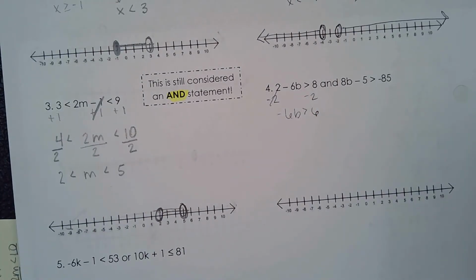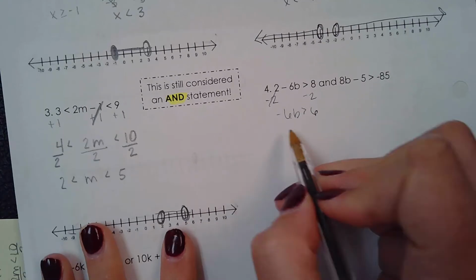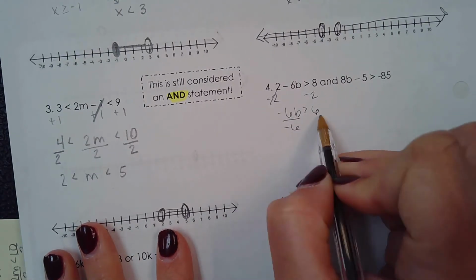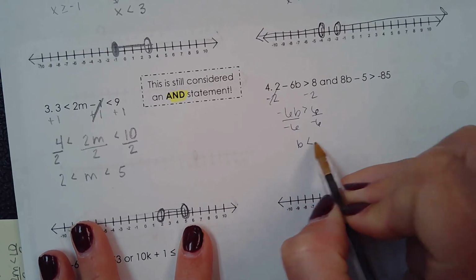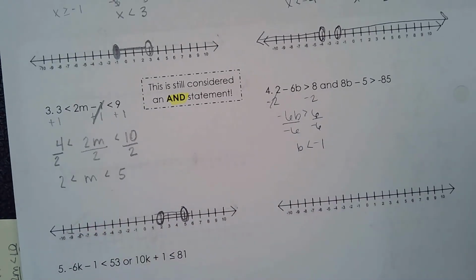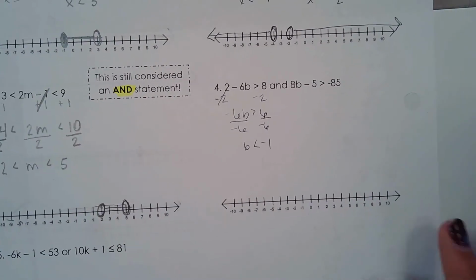Macy, what do you think now? What do you think we should do now? Divide by what? Negative 6. So when you divide by a negative, what happens with your inequality, y'all? Flip it. So b is less than negative 1. That okay? Questions? Alright, so looking at the next part, we've got 8b minus 5 is greater than negative 85. So Trent, what do we do first?